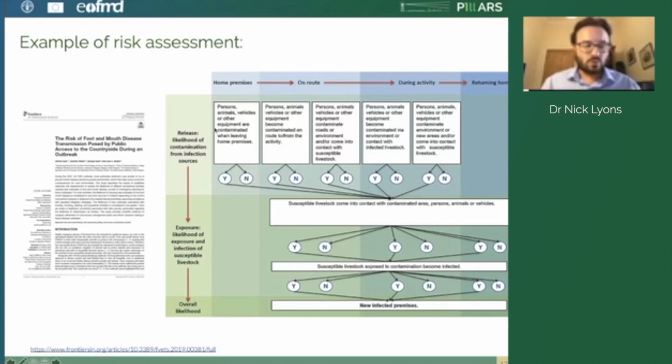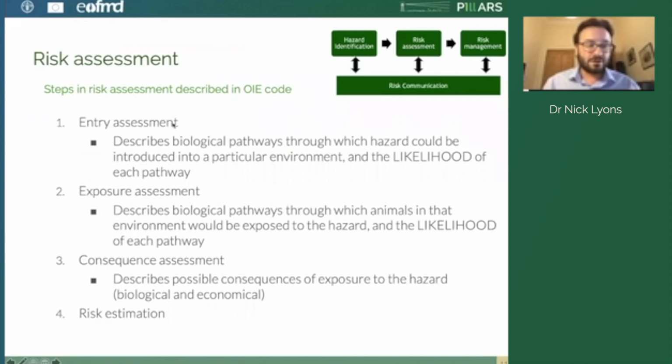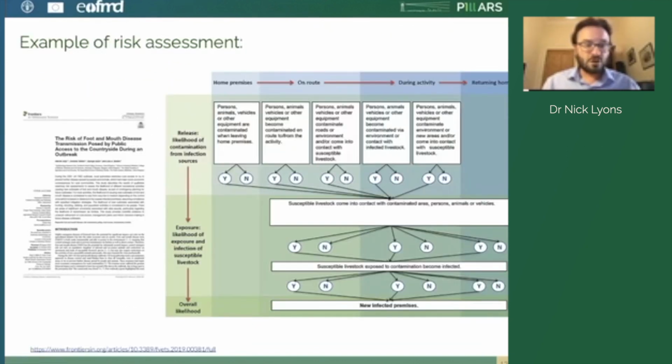That's essentially the equivalent of, it says release here, but that's essentially the equivalent of the entry assessment on this slide. So that's one aspect that needs to be considered. But then there's the aspect, well, okay, they've taken the hazard to the countryside, but then animals need to be in contact with that for it to actually have any consequence. If there's no probability of any contact, then there's no risk. And this is what your exposure assessment is.